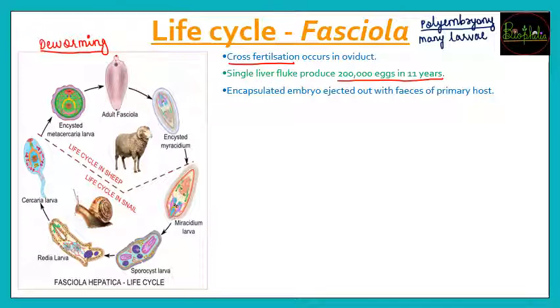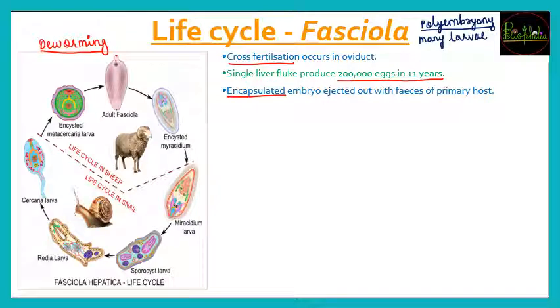So moving ahead with the life cycle of Fasciola, cross fertilization will happen in the oviduct. After the cross fertilization there is going to be formation of an embryo. Now the embryo is a newborn structure. It is not developed enough to go through all those digestive juices and survive. So for that a special jacket will be made, that is, it will be encapsulated.